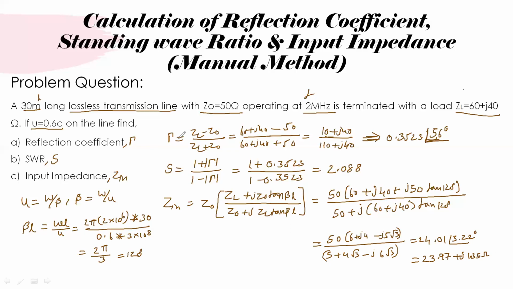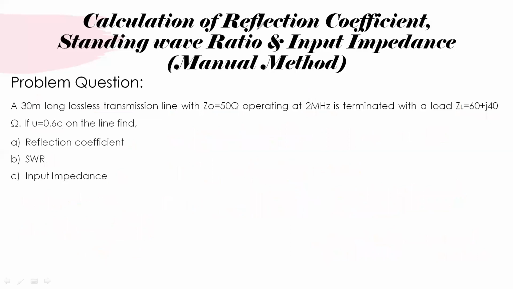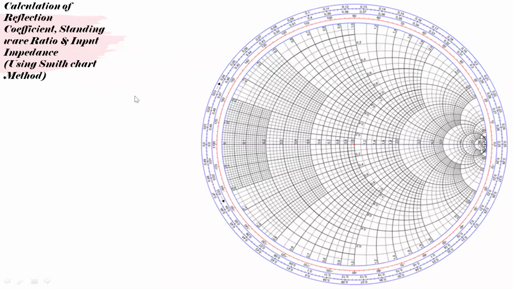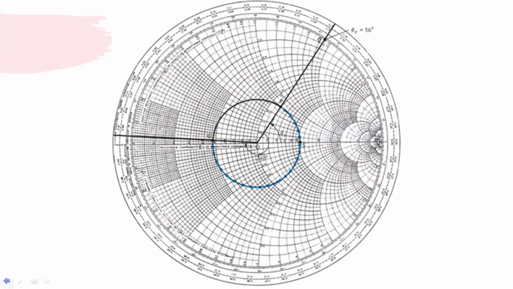So for the different values of L equal to 30, Z0 equal to 50, frequency 2 megahertz, and load impedance and velocity given, for these different values we have identified the gamma value as the reflection coefficient, the standing wave ratio, and the input impedance also found. Okay, so the same parameters, let us see how to proceed with the Smith chart.